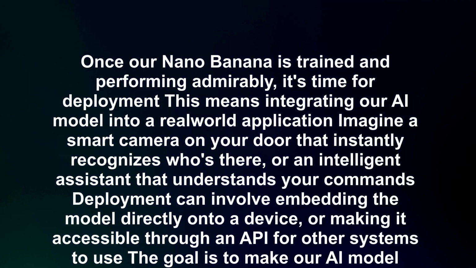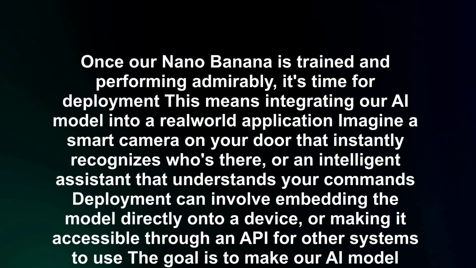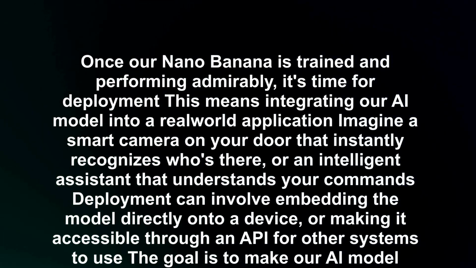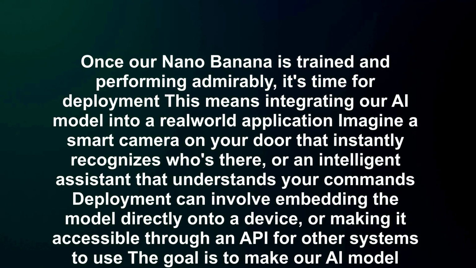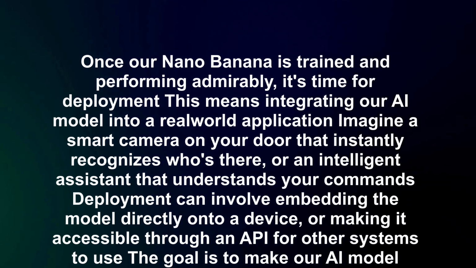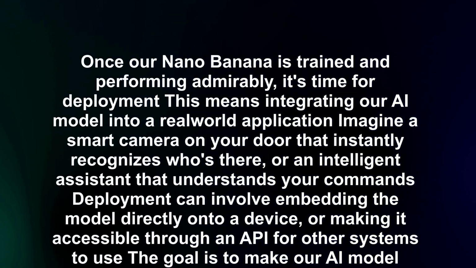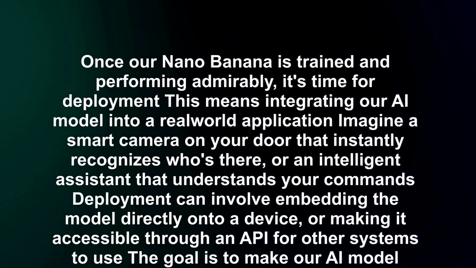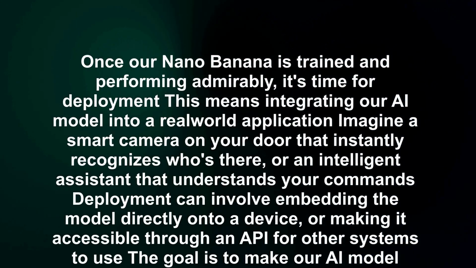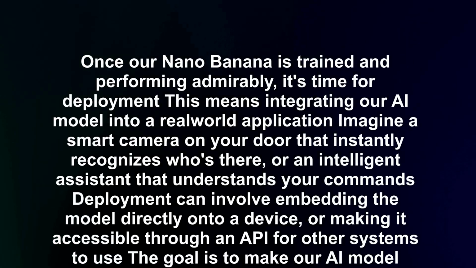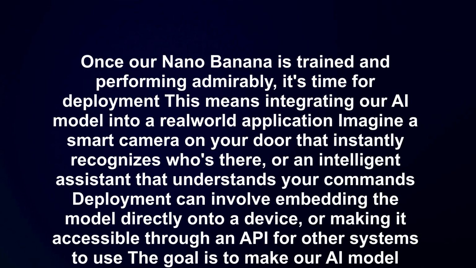This means integrating our AI model into a real-world application. Imagine a smart camera on your door that instantly recognizes who's there, or an intelligent assistant that understands your commands. Deployment can involve embedding the model directly onto a device, or making it accessible through an API for other systems to use. The goal is to make our AI model work seamlessly in its intended environment, delivering intelligent insights or automating tasks across various industries, from healthcare to finance to entertainment.